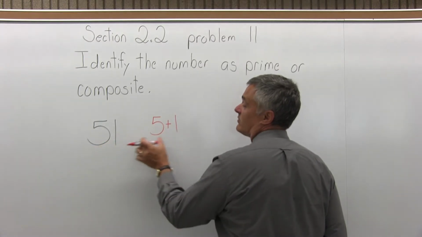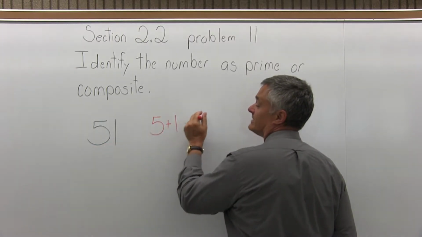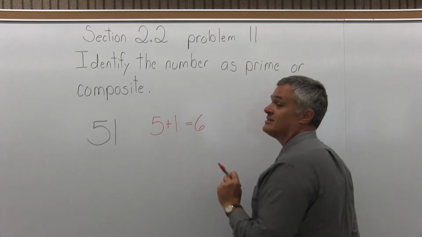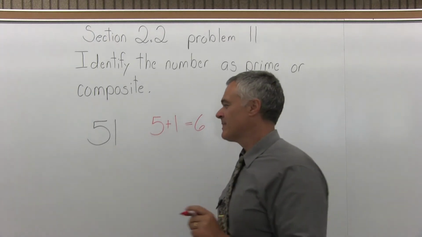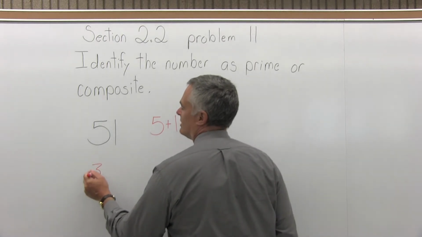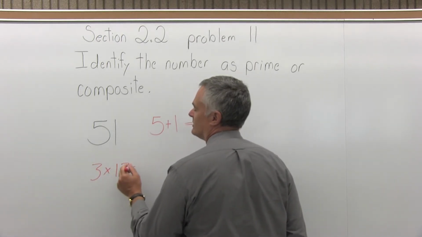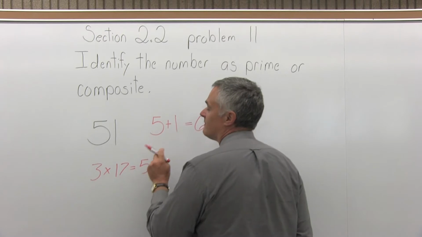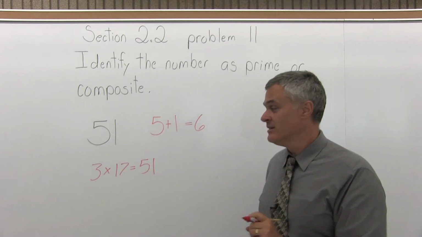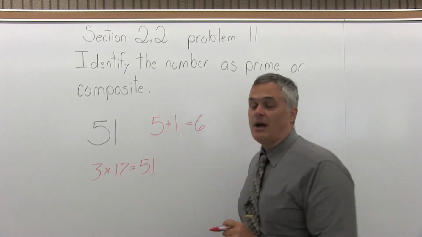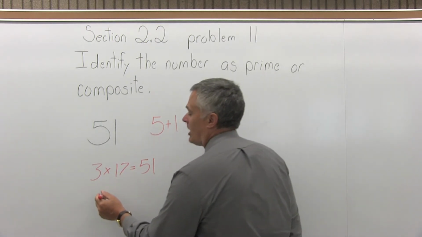The digits are 5 and 1, so if I add 5 plus 1, I get a 6. 3 divides into 6 evenly, so I know it will also divide into 51 evenly. In fact, 3 times 17 equals 51. And because I found a number other than 51 and 1 that will divide into 51 evenly, such as 3, I know that 51 is a composite number.